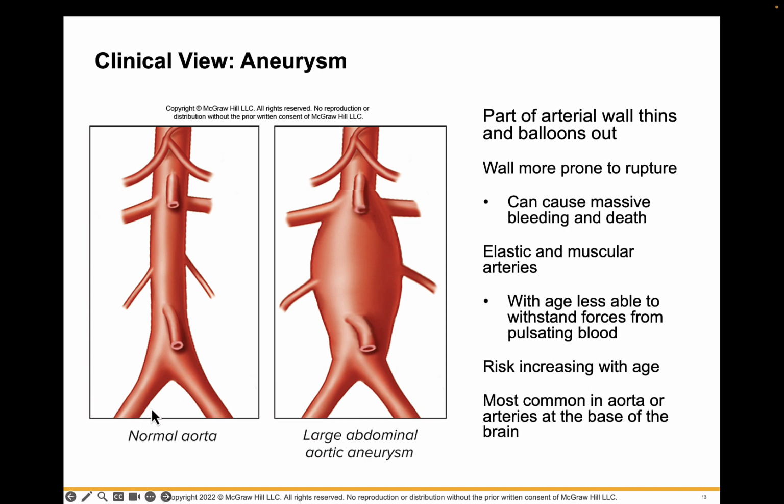Something that we see in elastic and muscular arteries. And one of the things that happens is the risk increases as we get older, where the vessels are less able to withstand the forces associated with pulsating blood. The most common vessels are going to be the aorta or arteries at the base of the brain. If we're looking at the brain, now we're looking at a brain aneurysm, and these are especially serious because if we think about a vessel bursting in the brain, there's nowhere for this extra pressure to go because the brain is encased by the skull.